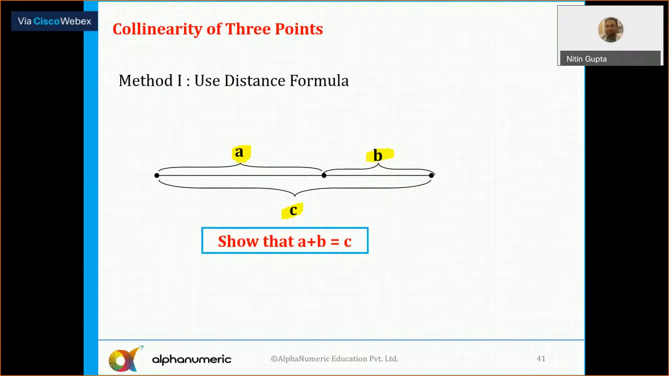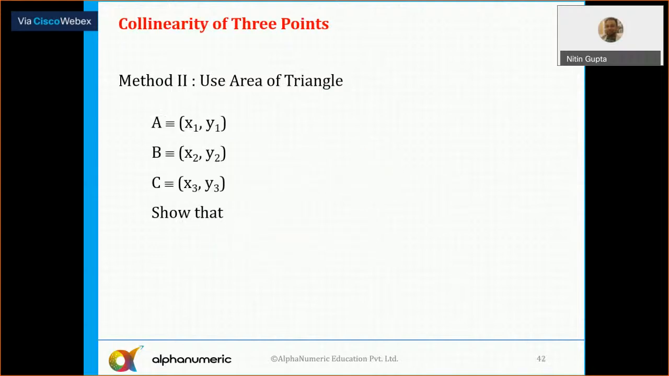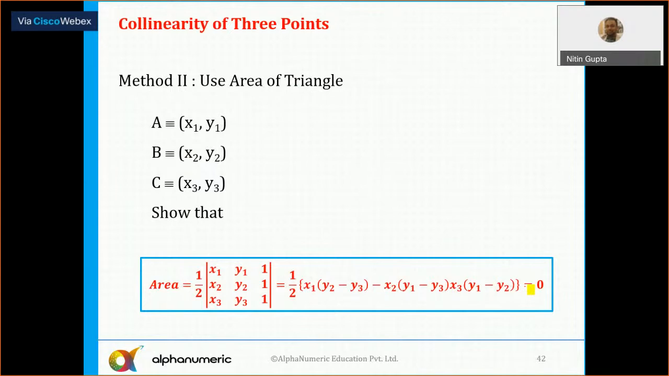Or the easiest way, I'll still say, is by proving that the area of the triangle is 0. If the area of the triangle is equal to 0, it means all the 3 points are collinear. We cannot form a triangle. They are lying on the same line.